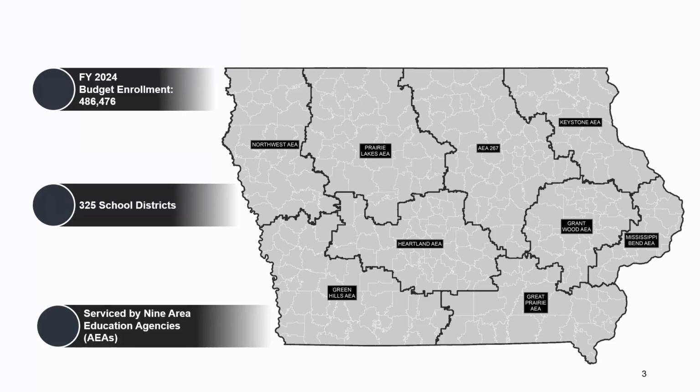Page 3. For fiscal year 2024, the budget enrollment is over 486,000 and is based on October of 2022 count for the 325 school districts and 9 AEAs. This is a decrease of 2 districts related to the consolidation of Laverne and Algona into the Algona and Prairie Valley, and Southeast Webster Grand consolidation into Southeast Valley.